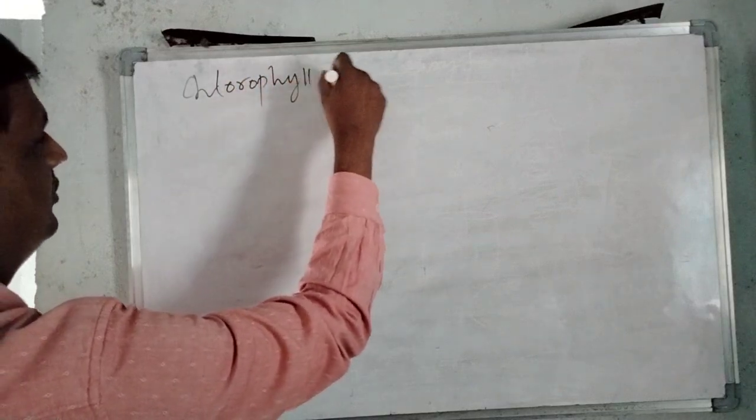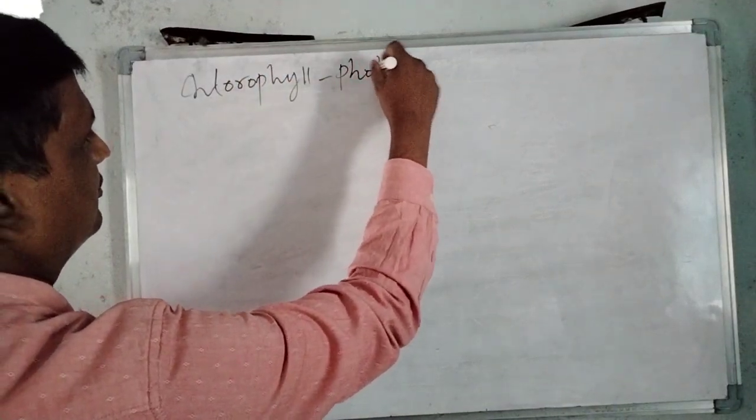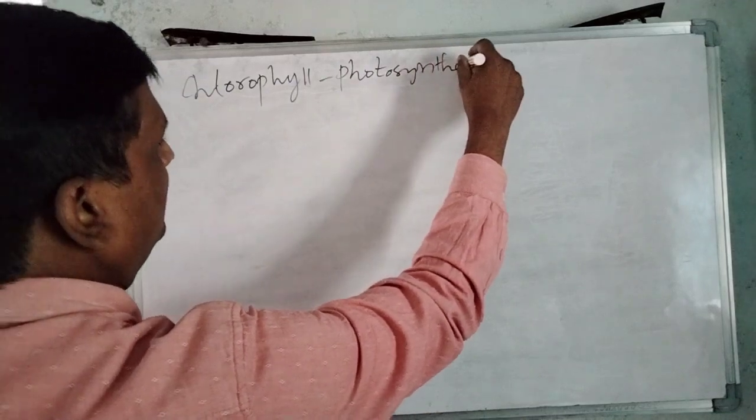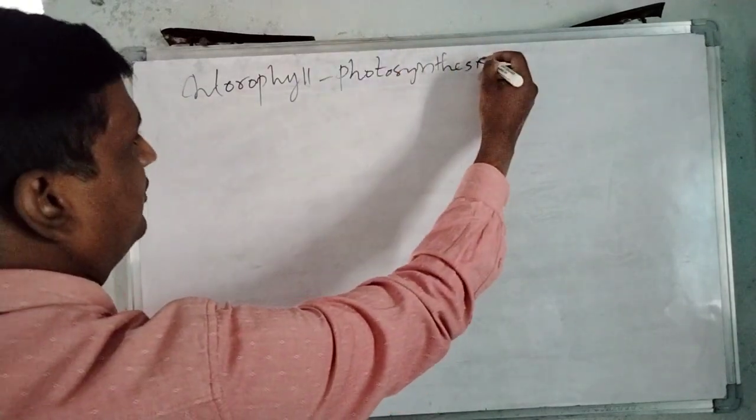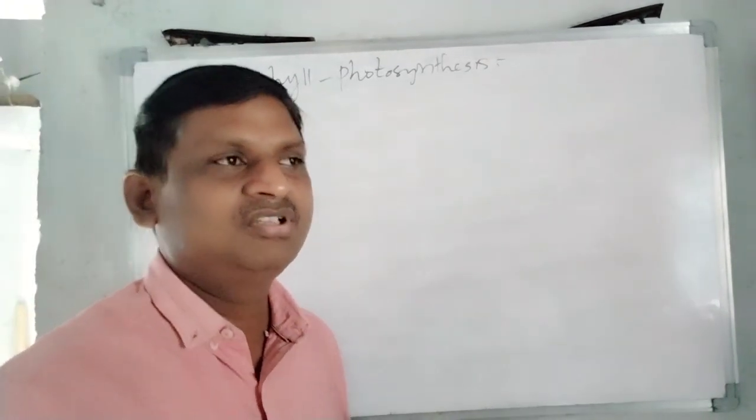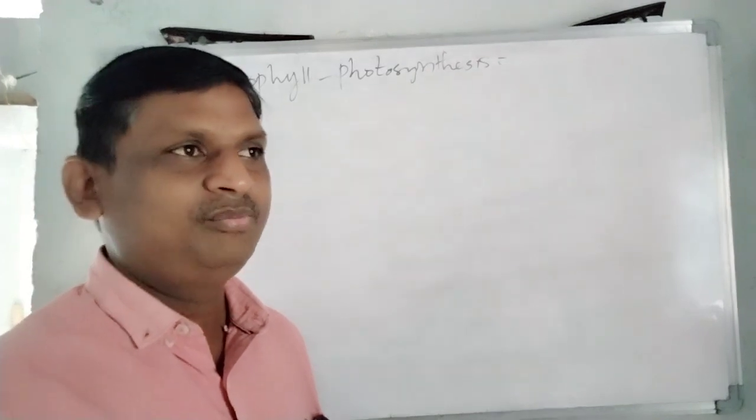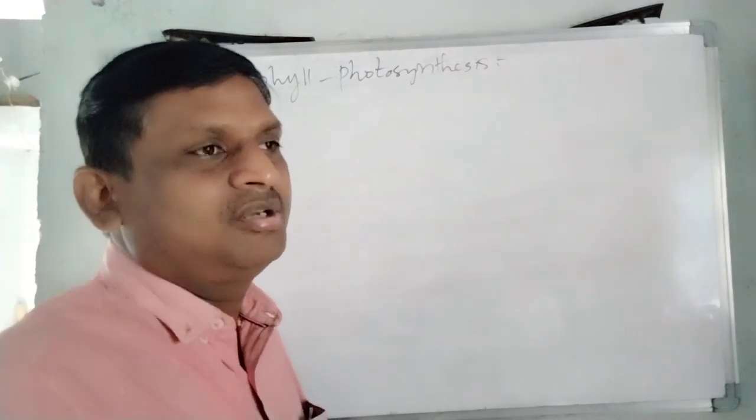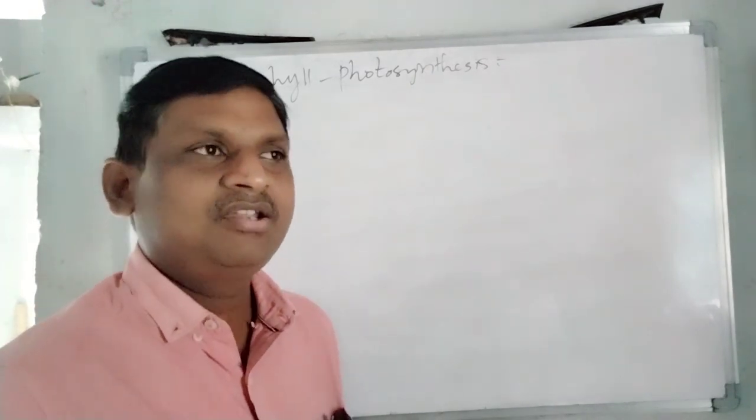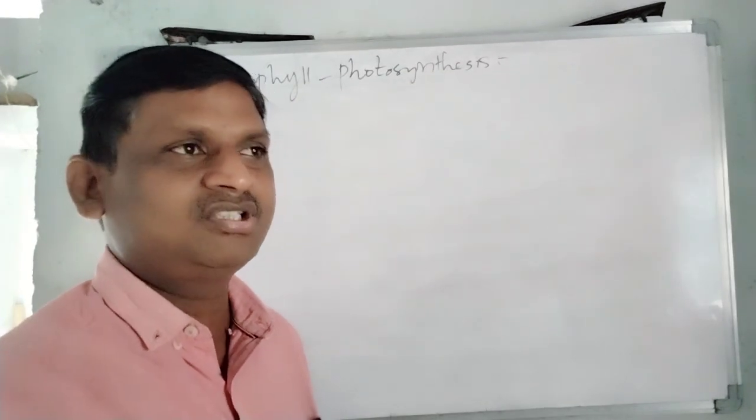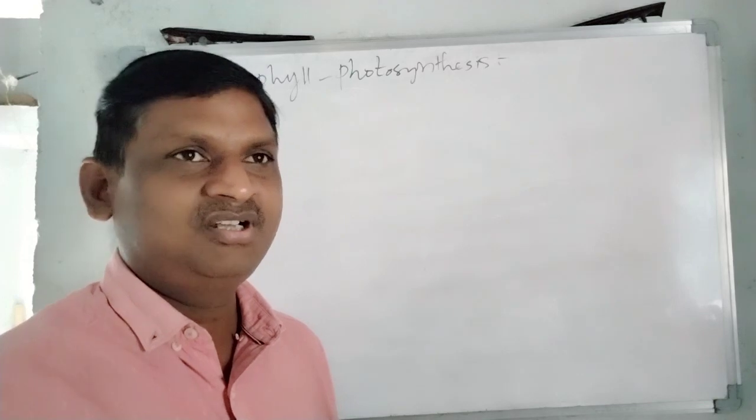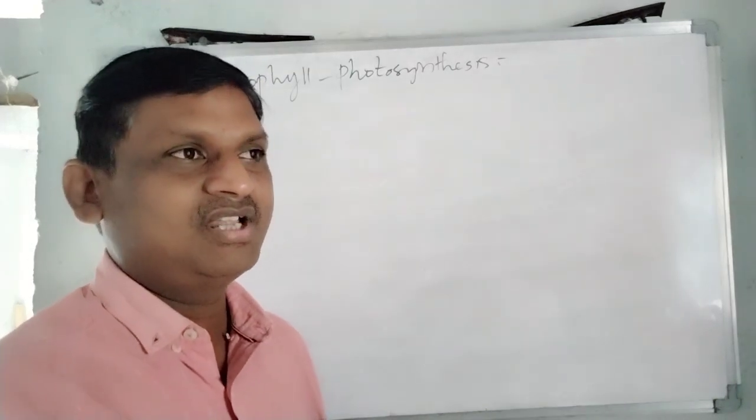Chlorophyll and photosynthesis. So what is the relationship between chlorophyll and photosynthesis? Very easy. Chlorophyll is one of the most important pigments present in the leaves. Because of chlorophyll, the plants are green in color. They could carry out the photosynthesis process and prepare the food material by themselves. We have studied that several times in our lower classes.